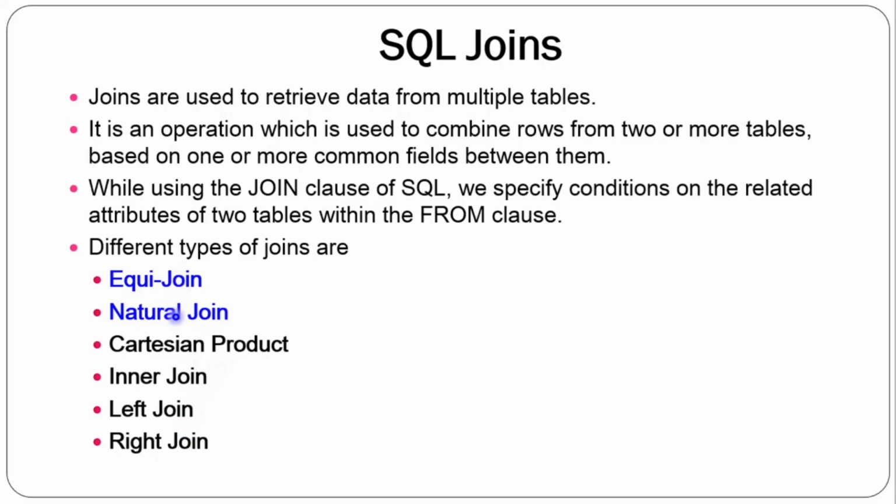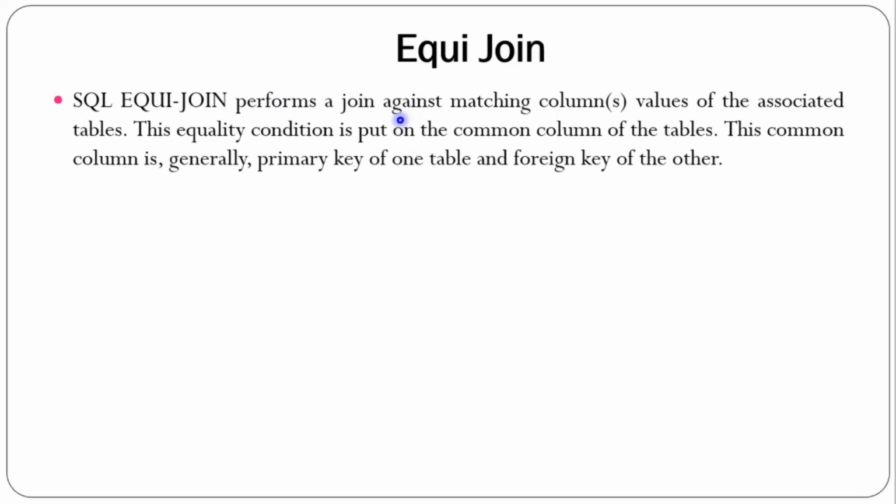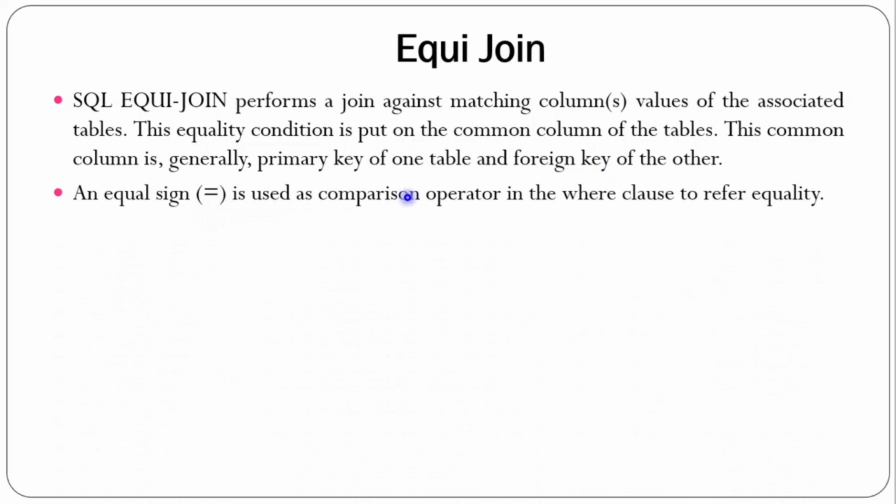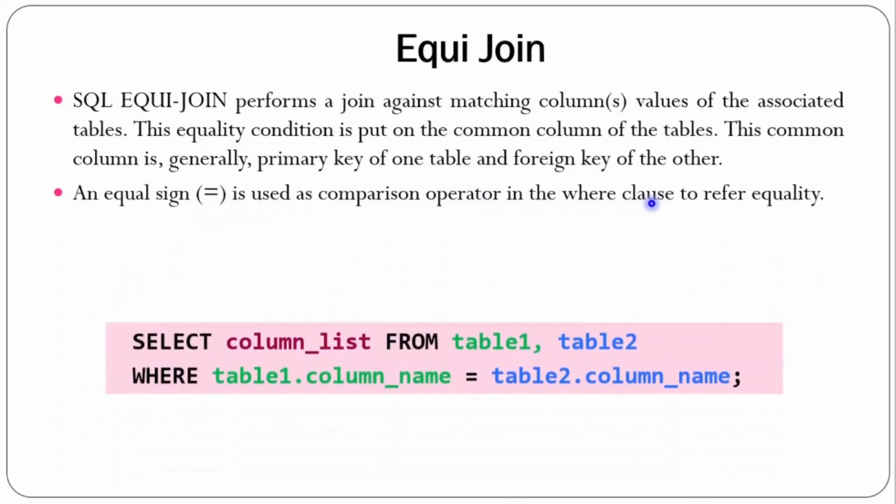We are discussing only Equi-Join and natural join. Equi-Join. SQL Equi-Join performs a join against matching columns values of the associated tables. This equality is put on common columns of the table. This column is generally the primary key of one table and the foreign key of the other. The equal sign is used as a comparison operator in the where clause to refer equality.